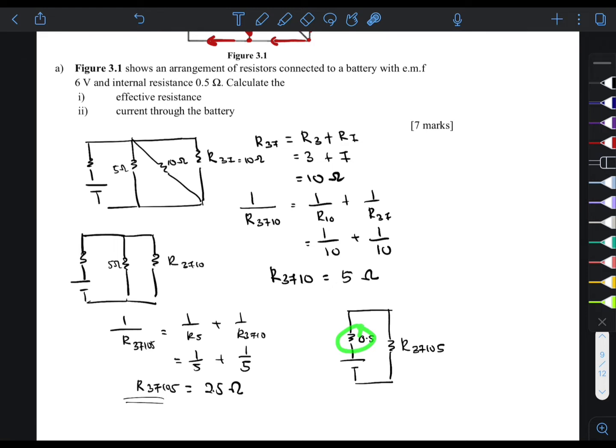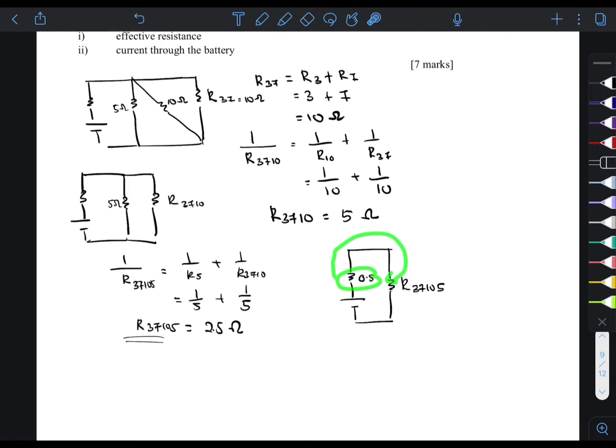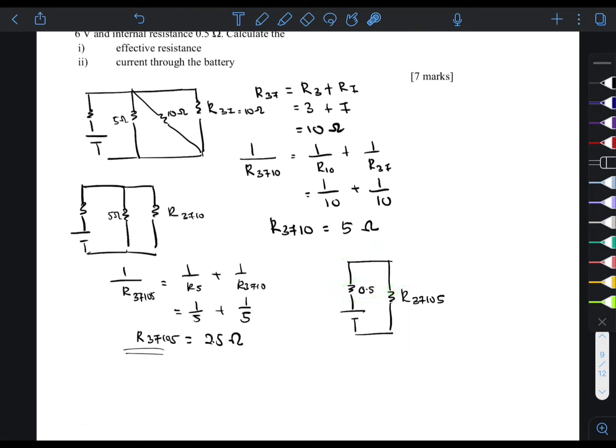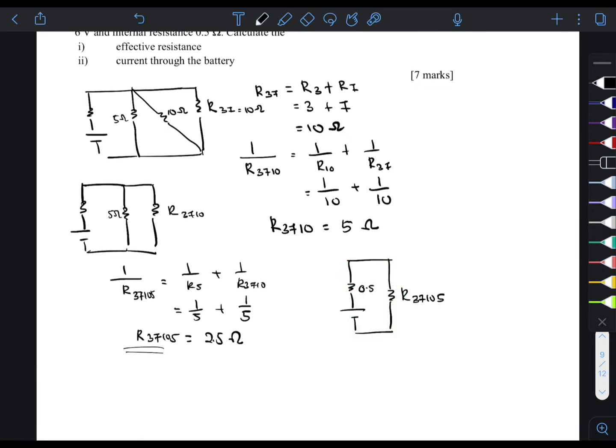Walaupun dia internal, it is still a resistance that can oppose the amount of current flow. Thus, kita kena simplify dua ni pula. Okay, baru kita boleh dapatkan R effective. Maksudnya basically you are not only simplifying 1, 2, 3, 4 resistance, you are also simplifying the internal resistance with the 4 other resistor. Okay, so to simplify this, current yang keluar lalu tanpa split, so which gives that you can simplify these two in series. So mereka in series dekat sini.